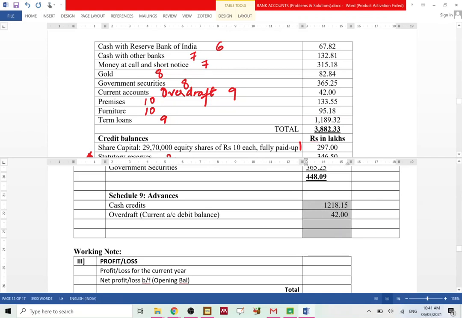Okay, then under advances further you have another one, that is term loans. The amount is 1189.32 over here, right? So that's it. We don't have any other adjustments or any other amounts under advances. Let's get the total over here, 2449.47. Okay, done.